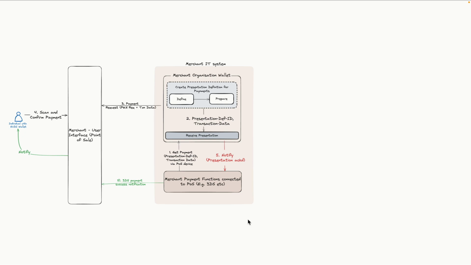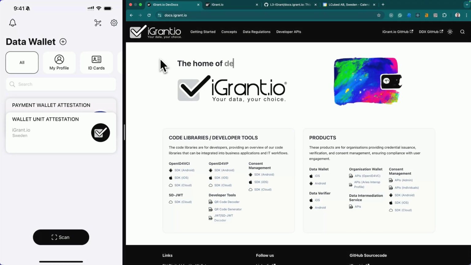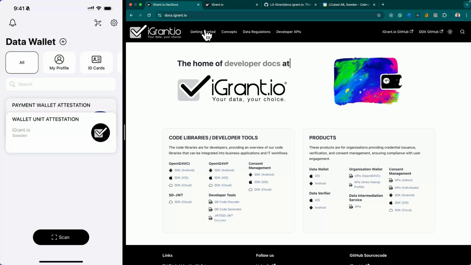After receiving the payment transaction data with the Payment Wallet Attestation PWA, the merchant uses 3DS to securely validate and confirm the payment through the Payment Service Provider PSP. The PSP further uses its organization wallet to validate the PWA and the payment data, ensuring a secure and reliable transaction process. Now let's move to the interactive payment data confirmation workflow.